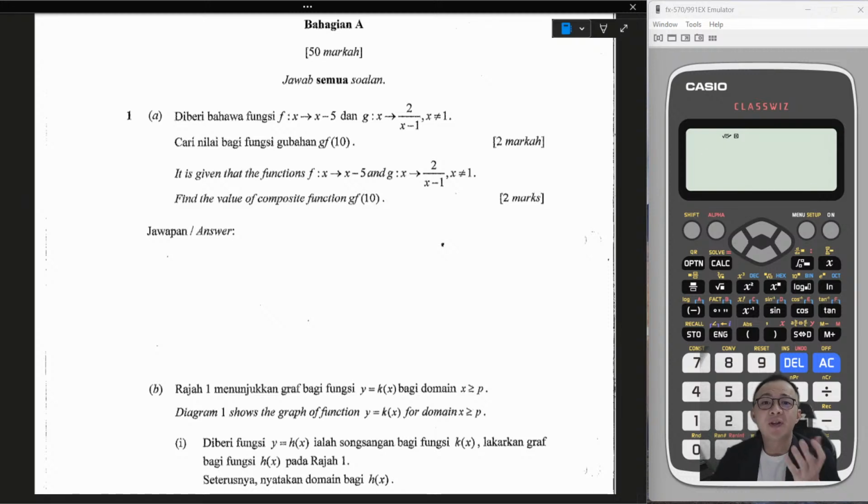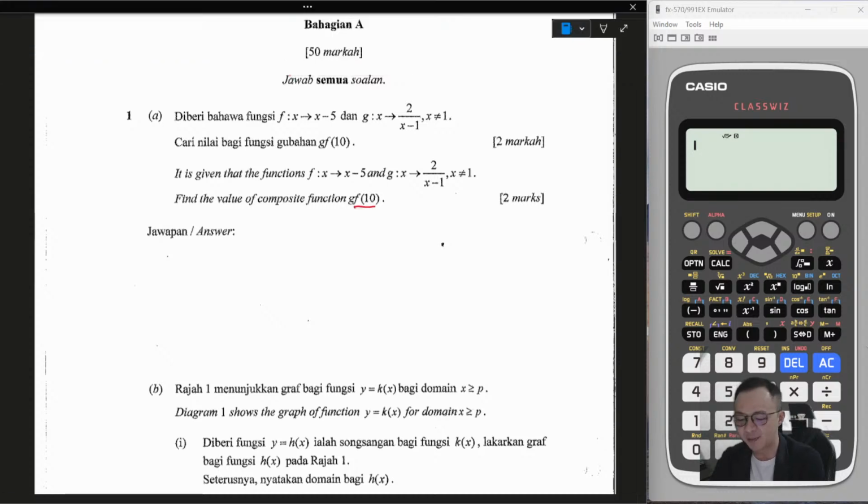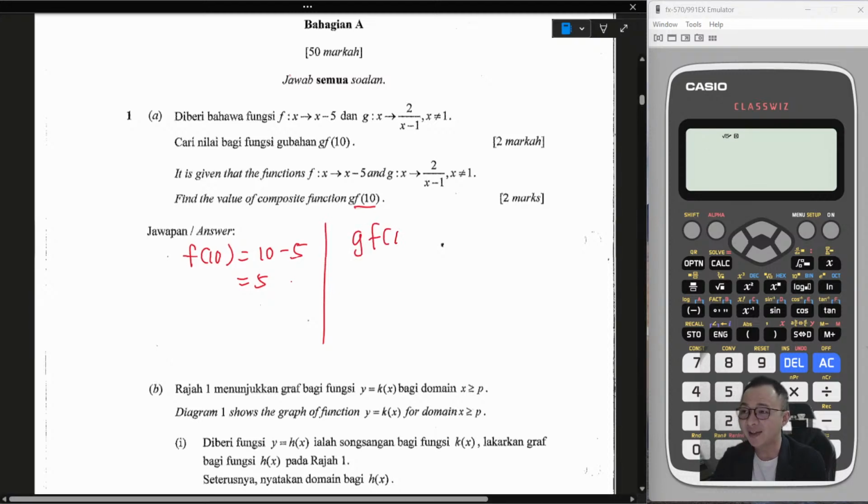Okay, the first thing is the first question, functions. They ask us to find GF10. For this kind of question, I always tell my students to find F10 first, and then from there substitute into G. If you calculate like this, it's a lot easier. If you do F10, it should be quite straightforward. It's 10 minus 5, so you will get 5 for F10. Then this is GF10, isn't it?